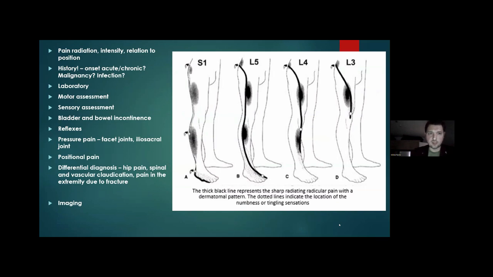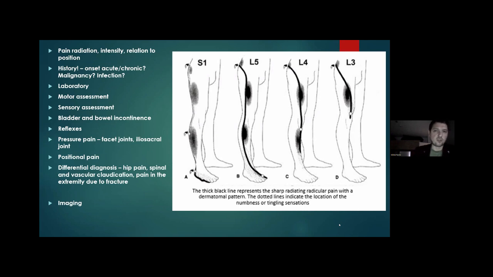History: does it have an onset which is acute or chronic, in back pain and in leg pain? It's very important to know: is there any malignancy in that patient, or does he have any signs of infection? Because spondylodiscitis, infectious diseases, as well as metastasis, always need to be a part of our differential diagnosis.